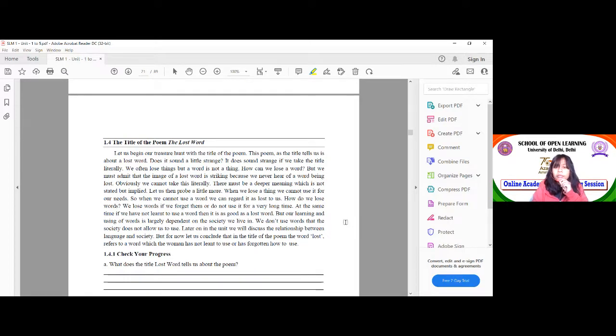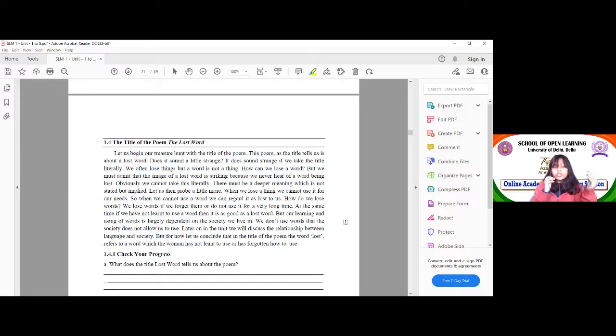When we lose a thing, we cannot use it for our needs. Like that pair of earrings. If you lose that pair of earrings, you cannot use it. So when we cannot use a word, we regard it as lost to us, which is what I was saying. You are trying to remember a word, and if you cannot remember that word, you have lost that word. The word is gone. You can't remember it. It's not there in your memory. Yes, it exists somewhere, just like the earrings that you can lose will exist somewhere. It is somewhere, but not with you. That is what the title is trying to say.